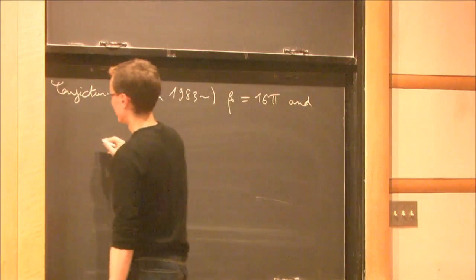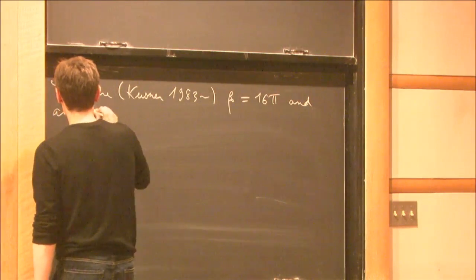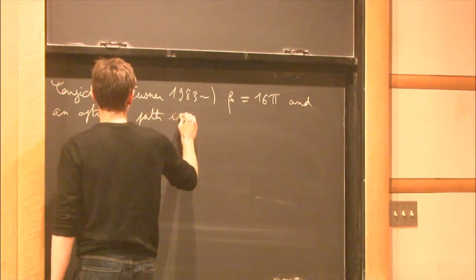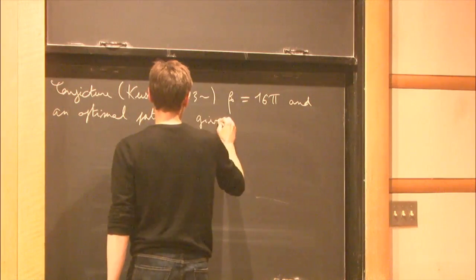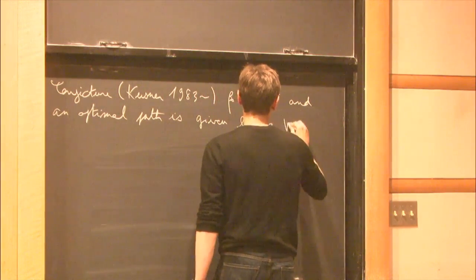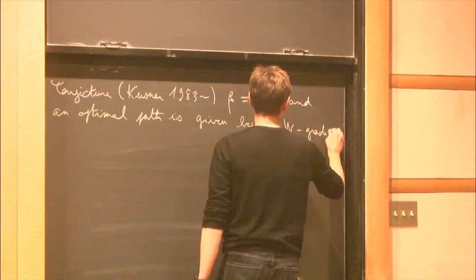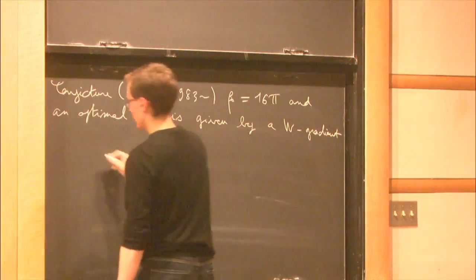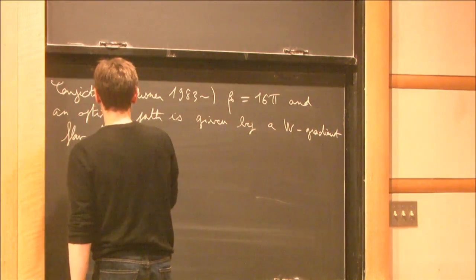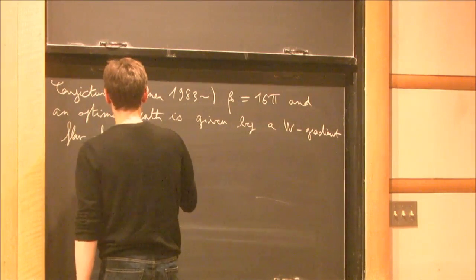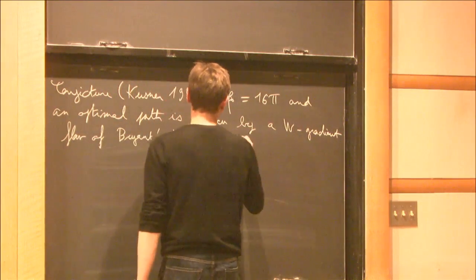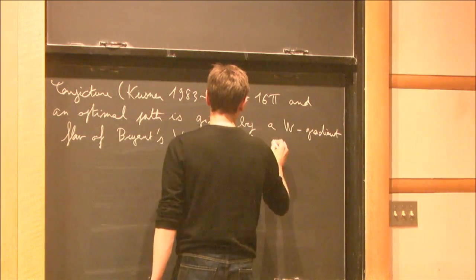And an optimal path is given by Willmore gradient flow of Bryant's minimal surface, of Bryant's Willmore surface. And I will discuss it later.